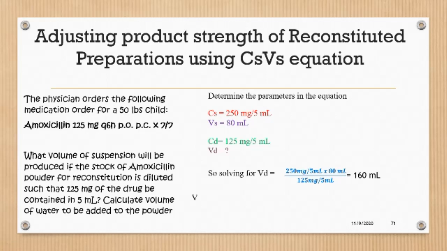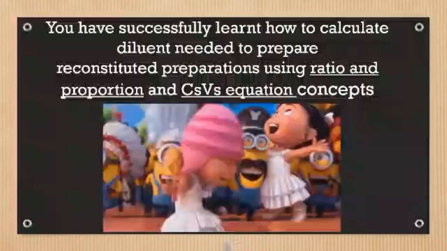But it doesn't end there. We need to determine the volume of water to be added, which is total volume minus volume occupied by powder. You would have calculated the volume occupied by powder previously if you were me. So therefore, you just subtract the 25 mils from the 160 and you get 135. All in one slide. Fabulous.